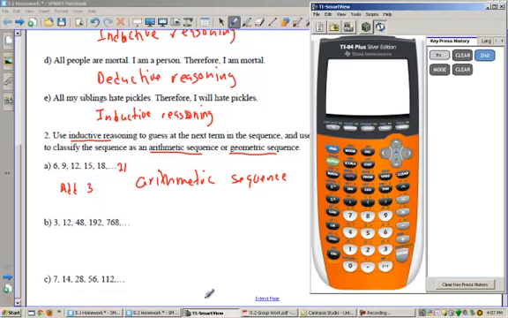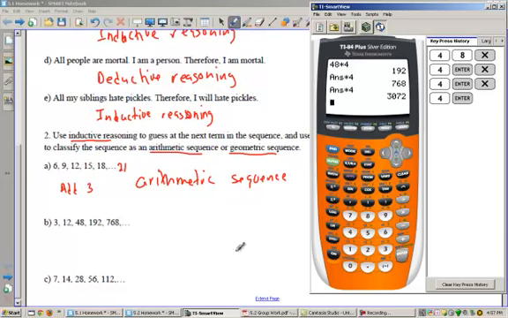To check the next one, I might need my calculator. So on this one, if I take 48 times 4, do I get 192? Yep. Multiply it by 4. Do I get 768? Yep. So the next one will be multiplied by 4.